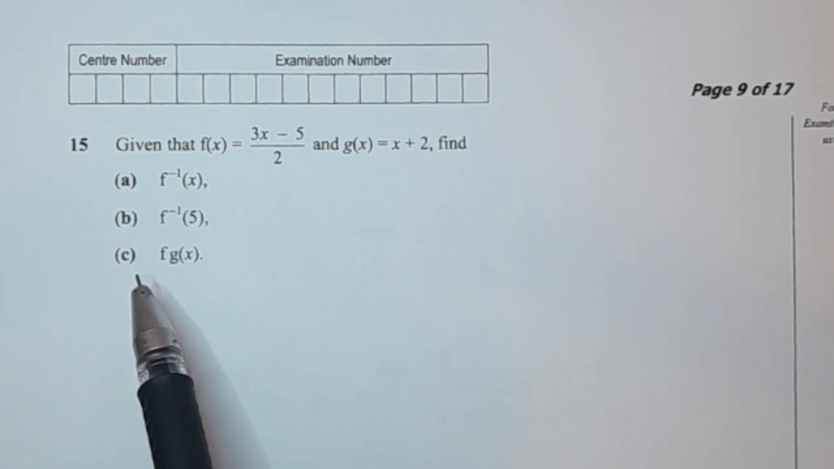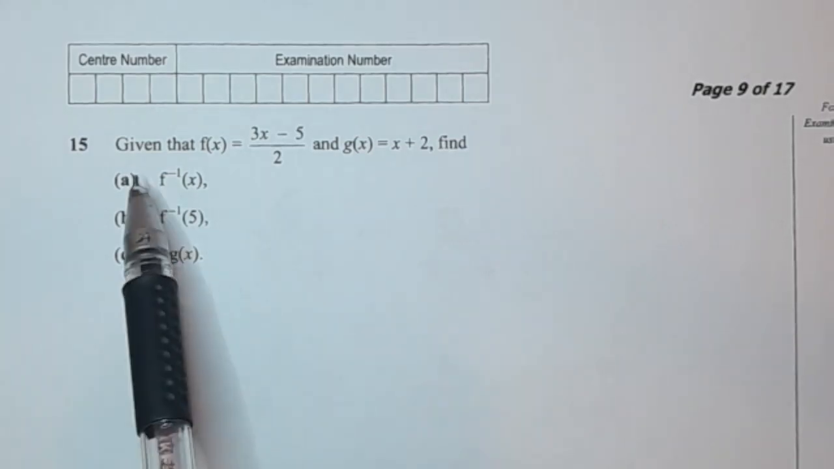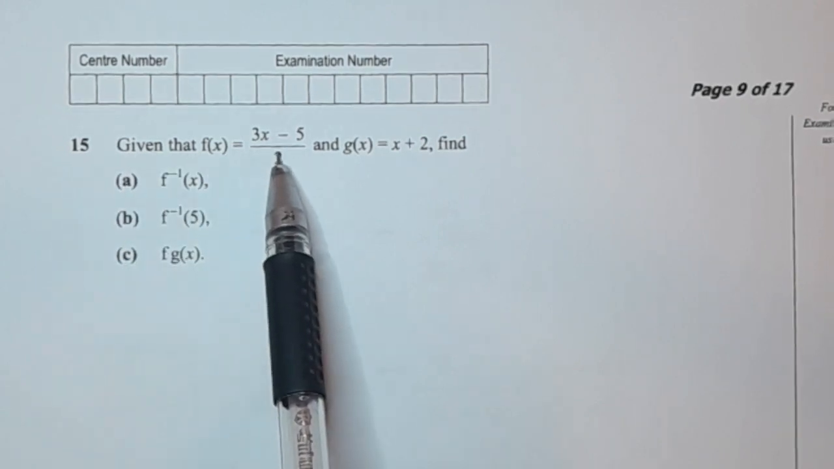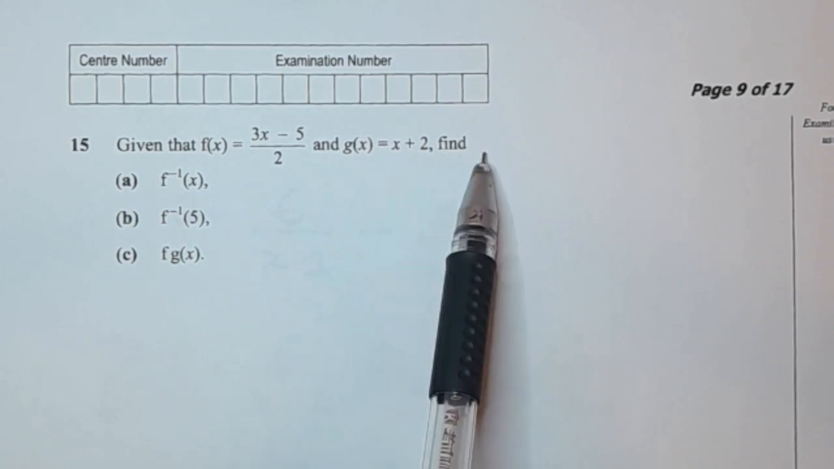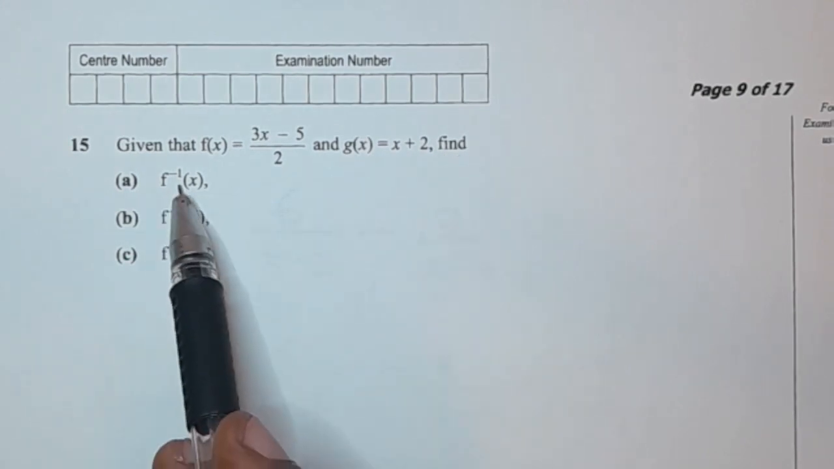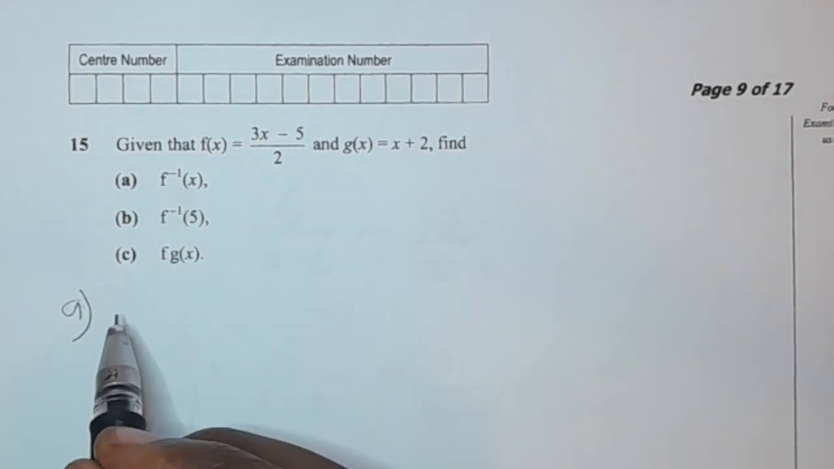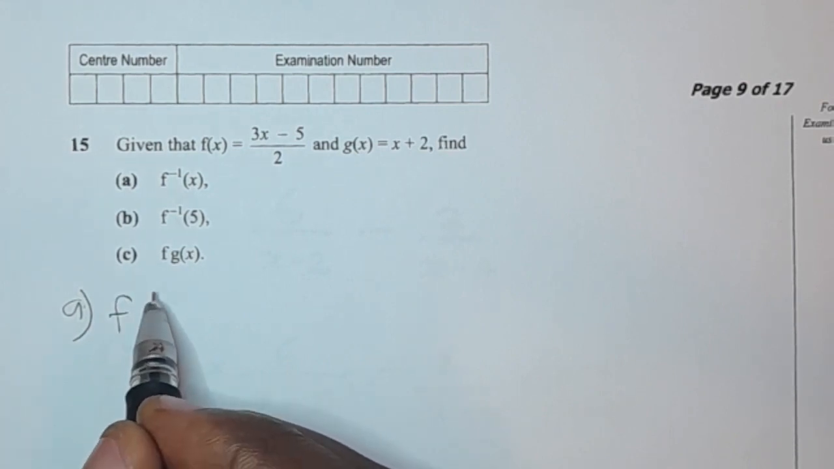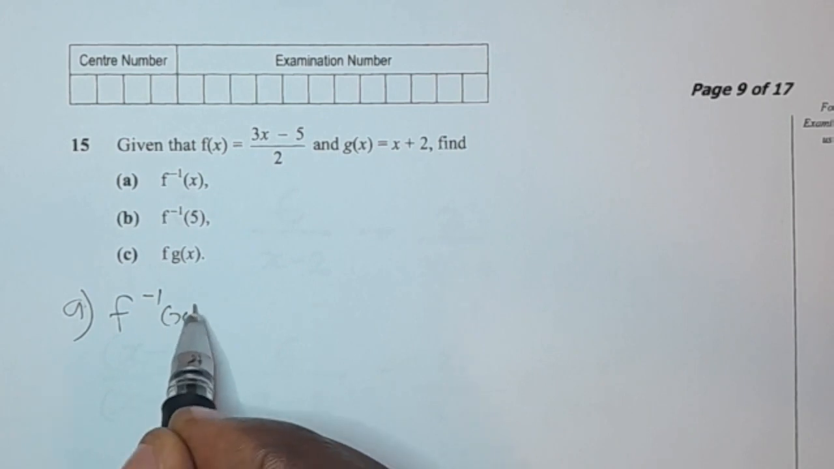This is paper 1 math ECZ. Okay, so the question says, given that f of x is equal to that and g of x is that, find the inverse of the function f of x. So at A, they want us to find the inverse of the function f of x.